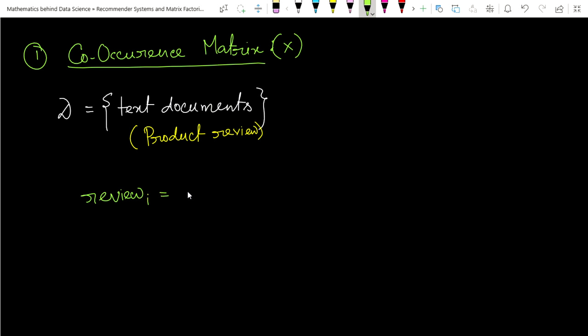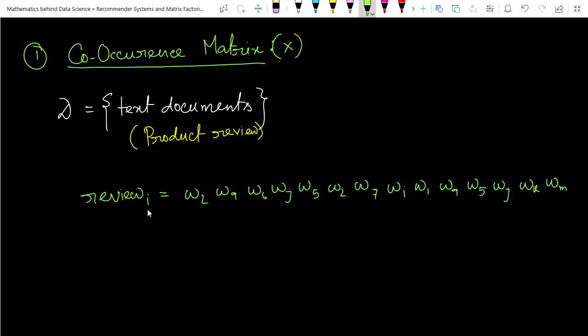So let's take some words: W2, W9, W6, WJ, W5, W2, W7, WI, W1, W9, W5, WG, WK, WM. This review is some combination of these words. These are the words, and this is the review, meaning a sentence or some kind of text.